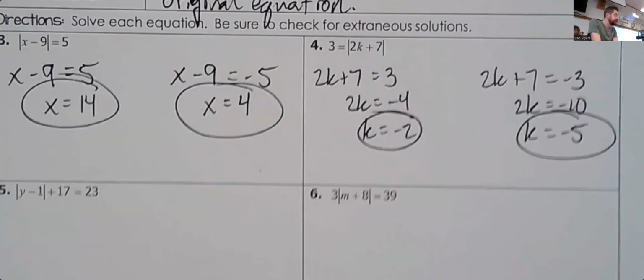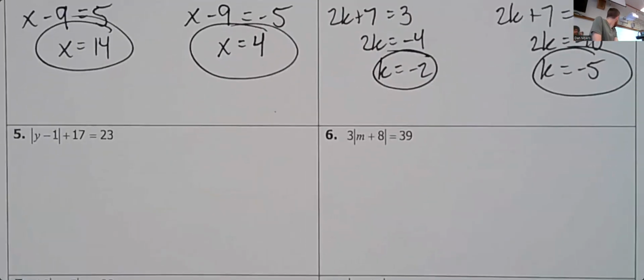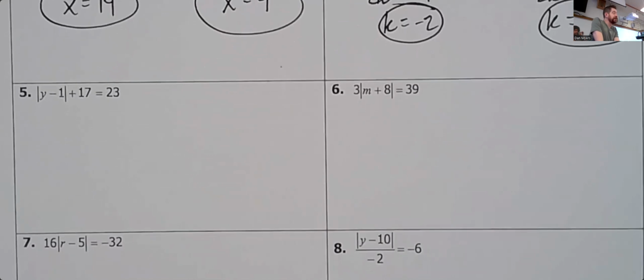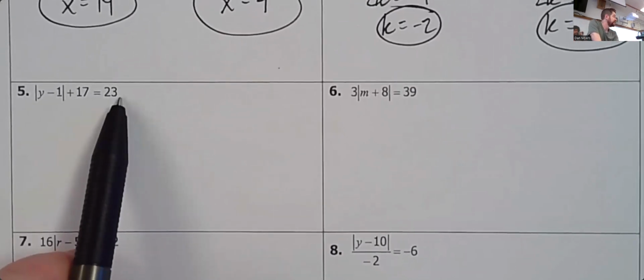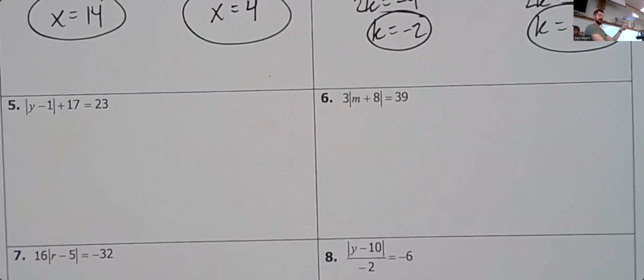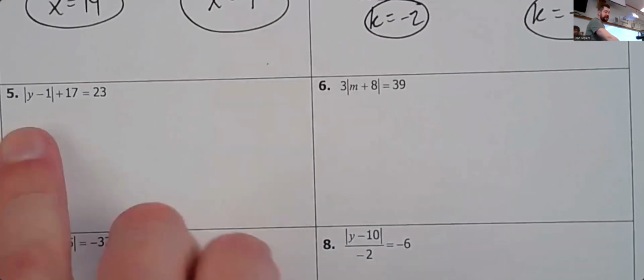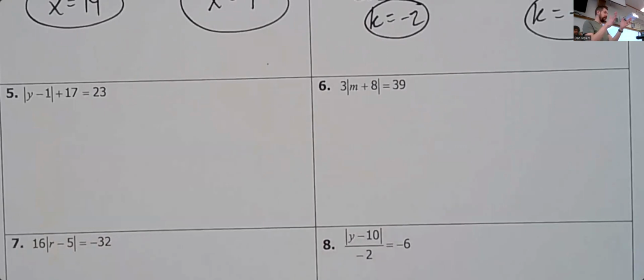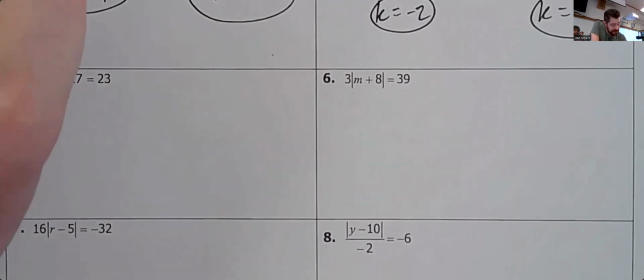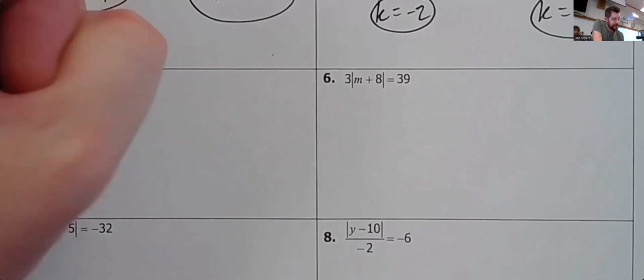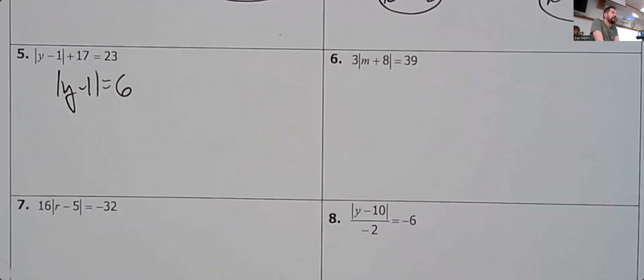All right, for number 5. We have to isolate the absolute value first. So basically get this group by itself. So we have to subtract 17 from both sides before we can write our 2 equations. So the absolute value bars have to be alone on one side of the equation before you can write your 2 equations to solve for what's inside. So subtract 17 from both sides here, which will be the absolute value of y minus 1 is equal to 6. Then you can write both equations.